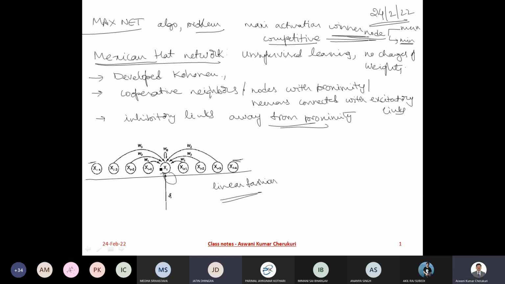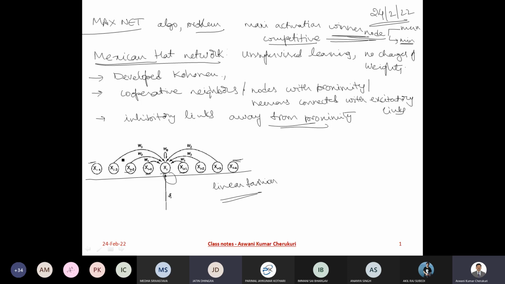But if you notice, xi is having connections from xi plus 1, xi minus 1. So this means this is the radius 1. Xi minus 2, xi plus 2, which is of radius 2. Xi minus 3, xi plus 3, which is the radius 3.